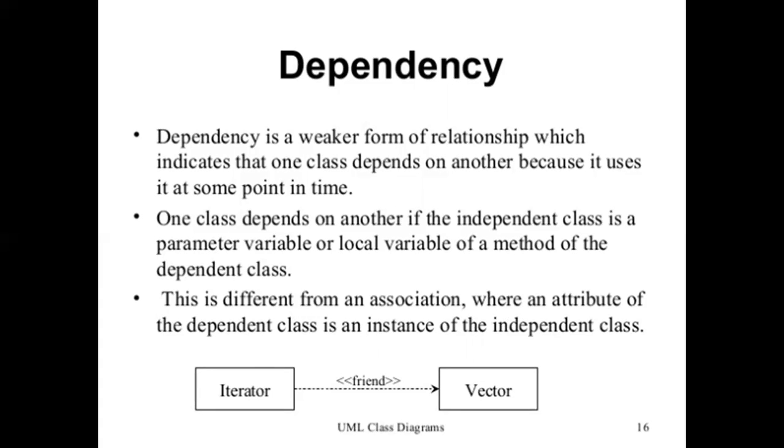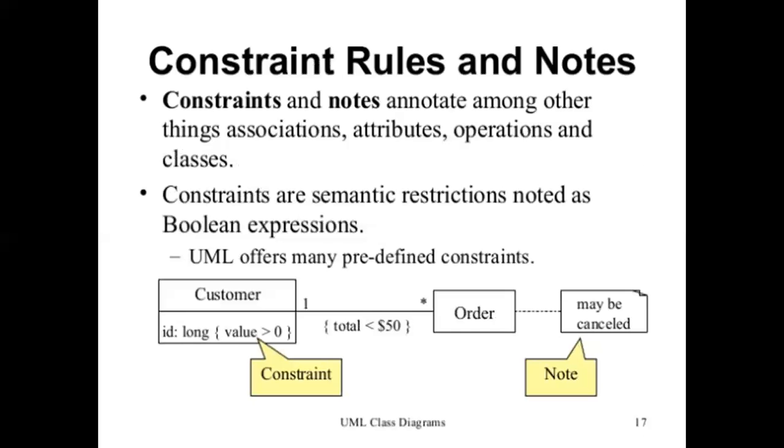Dependency is a weaker relation which indicates that one class depends on another class if the dependent class is a parameter variable or local variable of a method of the other class. This is different from association, where the attribute of a class is an instance of a class.